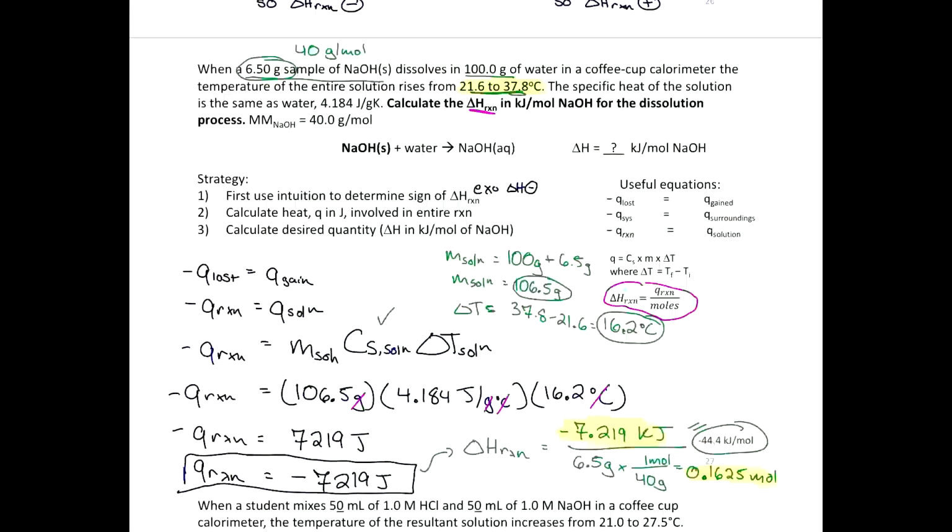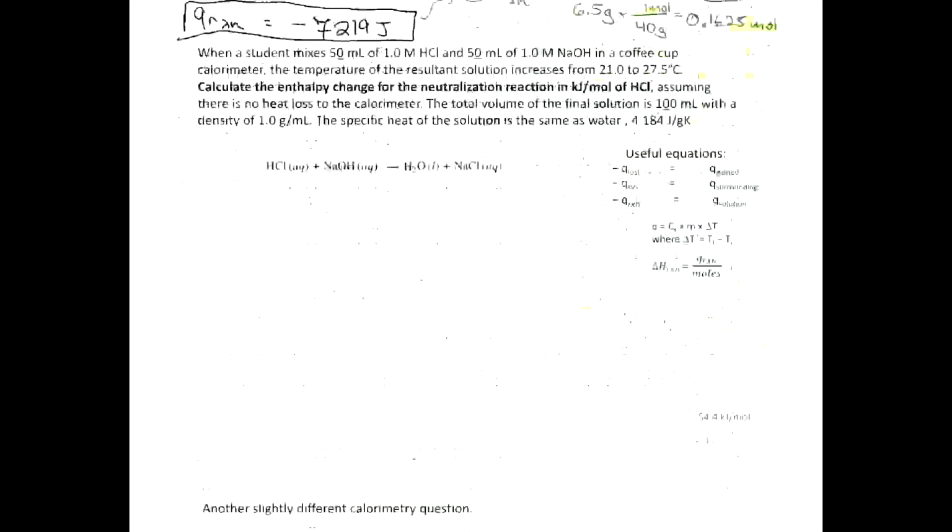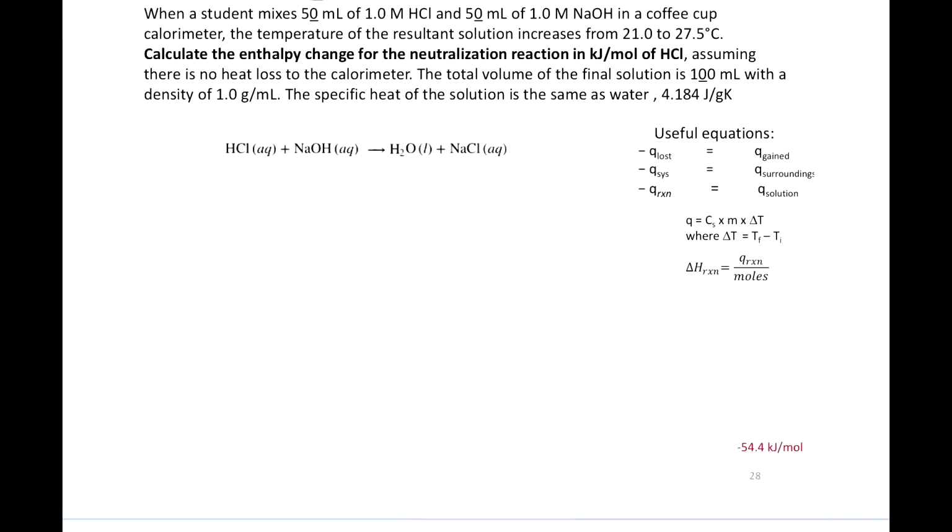Okay, so let's do another one, a little bit different. Here a student mixes 50 milliliters of HCl and 50 milliliters of sodium hydroxide in a coffee cup. The temperature of the solution increases from that to that. Calculate the enthalpy change for this reaction in kilojoules per mole again. So we are doing a different reaction. This time it's a neutralization reaction, but the concept is still the same.